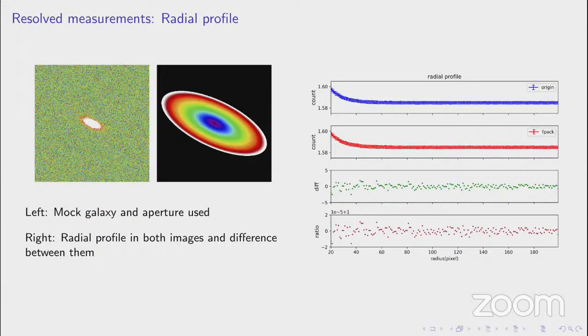As you can see, the radial profile in both of them is pretty similar. The difference is near zero, and the ratio is nothing really to worry about. It's what we would expect from something that is not affected. So it seems that resolved images are less affected by the compression, which is what we would want. We have done this for a various range of simulations, and the results were similar for all of them.